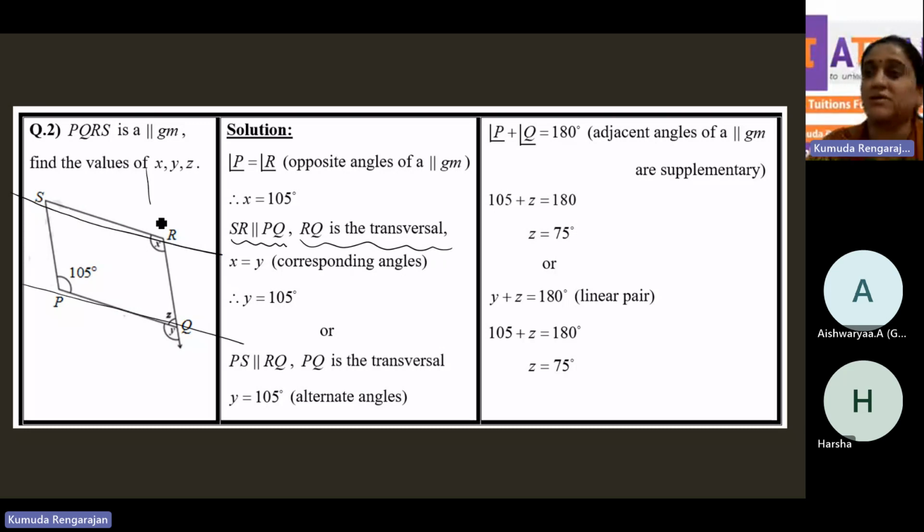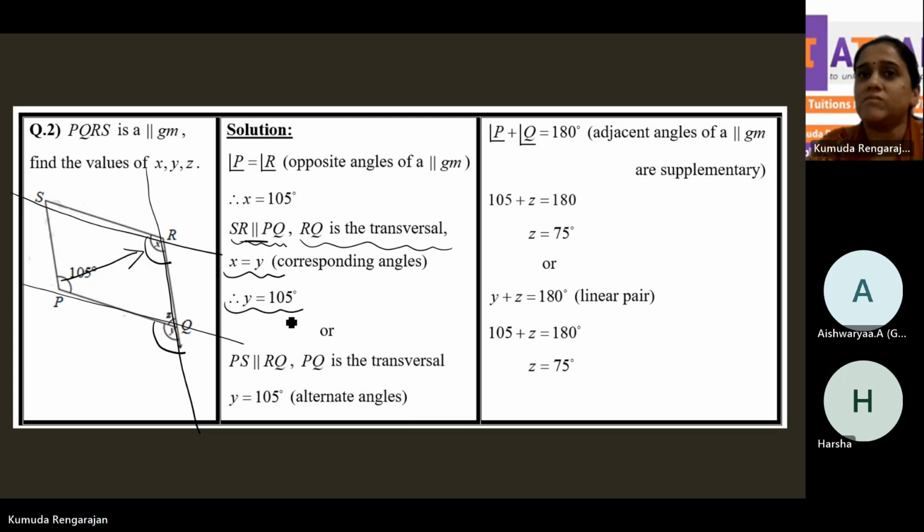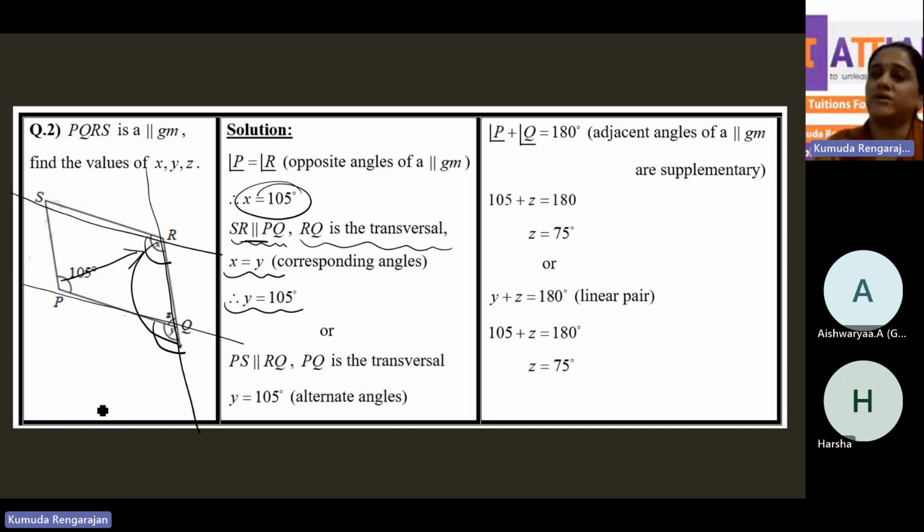This is a transversal. Why are they parallel? Because it's a parallelogram, so opposite sides are parallel. So these are the parallel lines, and this is the transversal. So this angle is equal to this angle, corresponding angles. x is equal to y, corresponding angles. Now we found x is 105 degrees, so y is also 105, because x and y are equal, corresponding angles are equal.